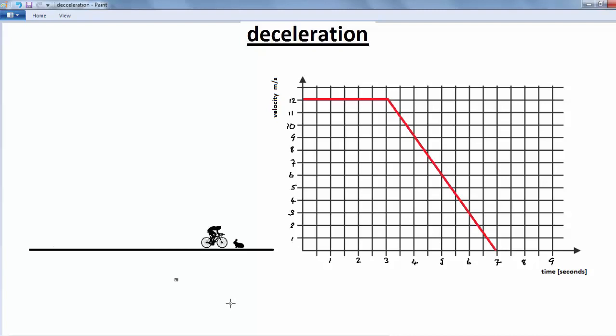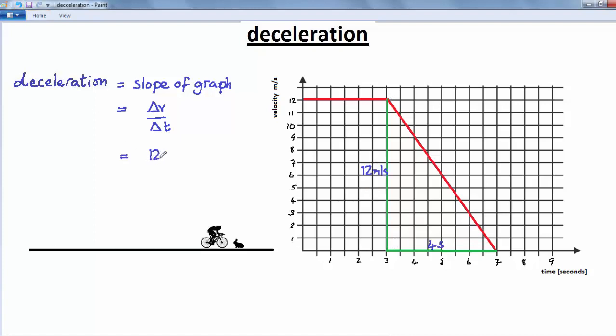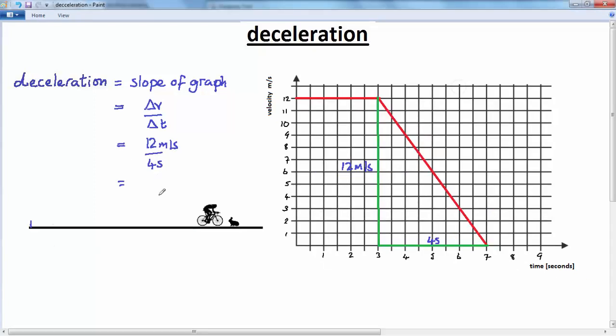Well, it's exactly the same as with acceleration. You need to measure the slope or gradient of the velocity time graph, which is equal to the change in velocity or the change in speed, delta V, divided by the change in time. Again, that's the vertical change divided by the horizontal change, which is equal to 12 meters per second divided by 4 seconds, which is equal to 3 meters per second squared.